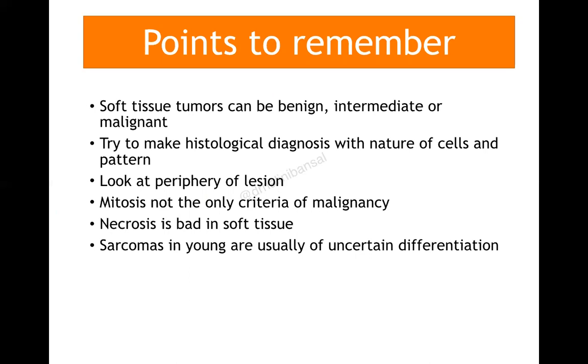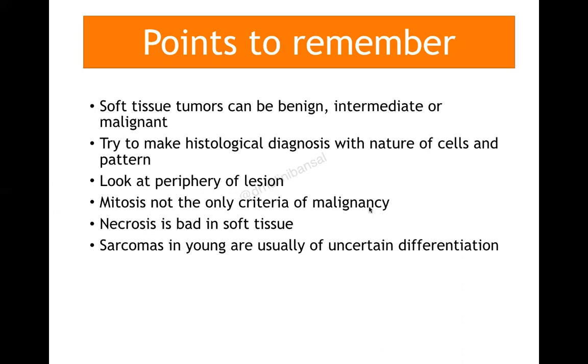Look at the periphery of the lesion. Whenever you get any soft tissue resection specimen, the most important thing is the location, whether your tumor is located superficially or deep, and then you look at the periphery of the lesion. The capsule of the lesion is very important. If the lesion is well defined, well circumscribed, or pushing its tongues into the adjacent tissue, then you say that this is intermediate.